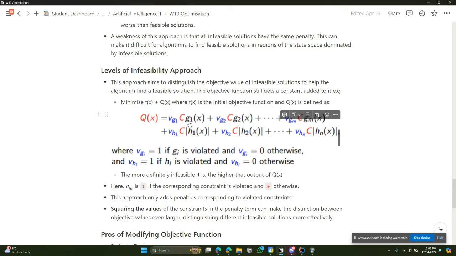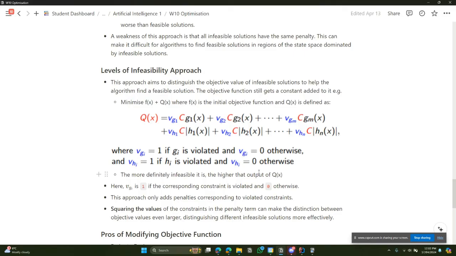I think I might be wrong, so don't quote me on this, but I think how it works is CG1 of x gets you the penalty term for a constraint. So I'm assuming G1 would be one of the constraints, and G2 and so on would be constraints. And the C added to the front just means we're not looking at the constraint itself. We're adding the penalty term for that constraint.